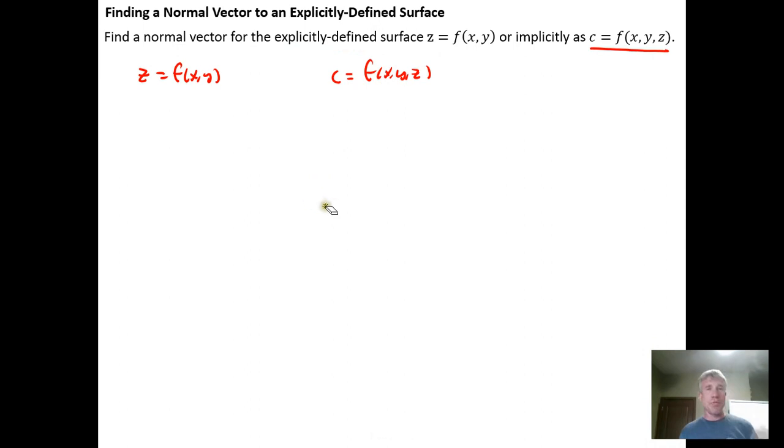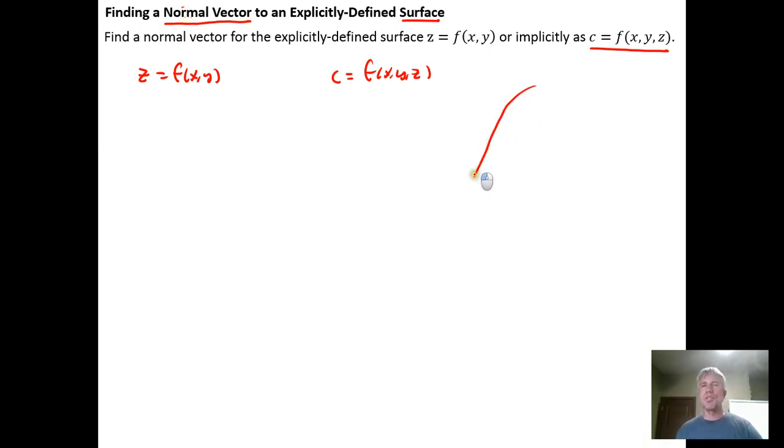The process for developing a normal vector is the same in either case. And remember, a normal vector just means it's perpendicular to the surface. So if I want it to be normal to the surface, I'm saying I want it to be perpendicular to the surface. So here's the idea.